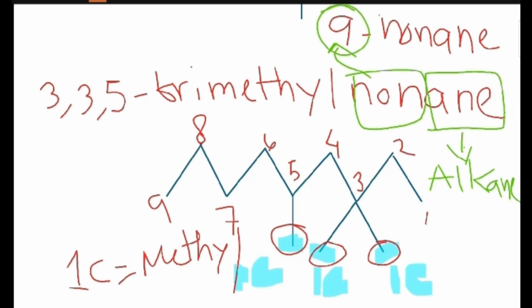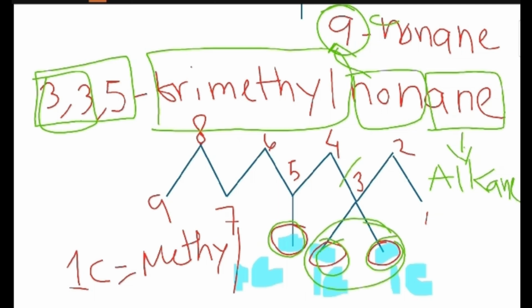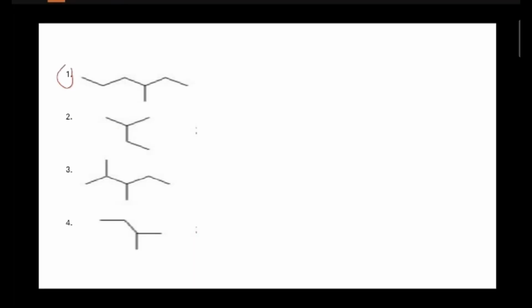Trimethyl. Tri means 3. So instead of writing 3-methyl, 3-methyl, 5-methyl nonane, we wrote 3,3,5 trimethyl nonane to make the name shorter and easier to understand. Let's try to solve some more problems.